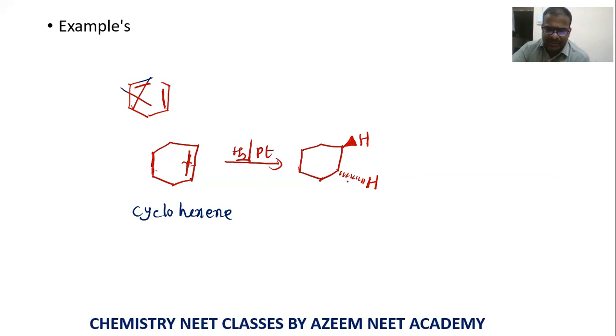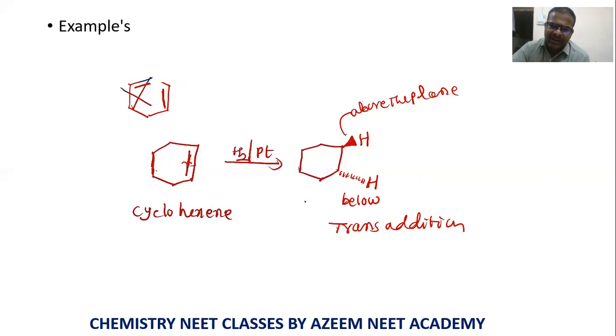So there are 2 possibilities. I'm telling you 2 possibilities, but one will be wrong and the other one will be correct. One hydrogen is below the plane, and this one is above the plane. I'm just showing you the difference between those. This is called trans addition, and it is not going to happen. So what will happen here actually? I'm showing you the difference. That is the thing which we need to remember.